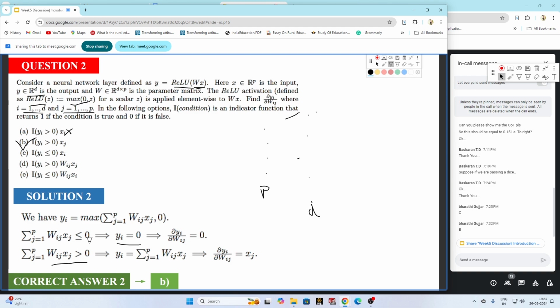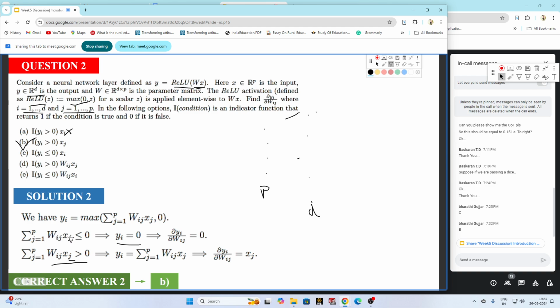Okay, so in the second case, wij is your weight multiplied by input xj. Now, relu of z is maximum of 0 and z. Means if I put minus something here, like relu of minus 9, it will return me 0. Why will it return 0? Because the maximum of 0 and minus 9 is 0. So this is your first case.